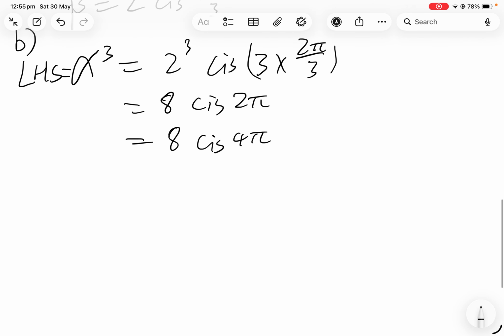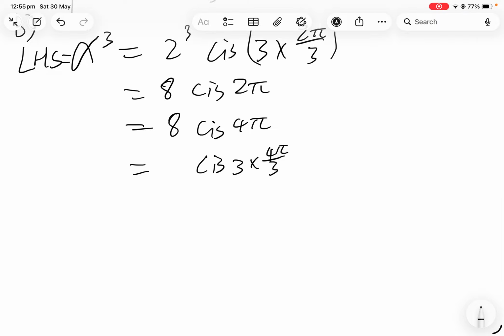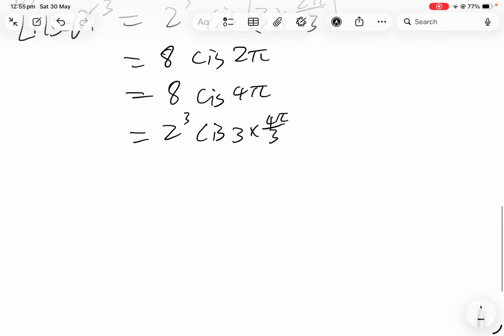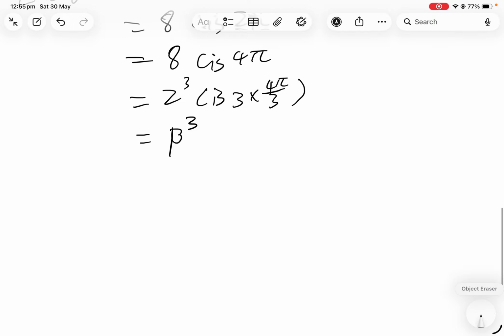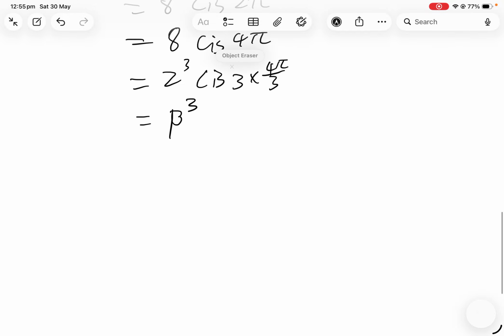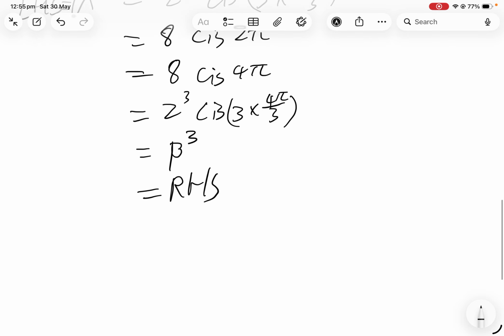And then I can take the 3 out from cis, so it's 3 times 4 over 3 pi. And we can take the cube root of 8, so it's 2, and that's beta cubed, which equals the right hand side. Yeah, it is the right hand side.